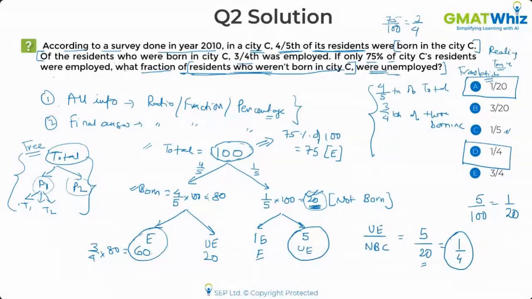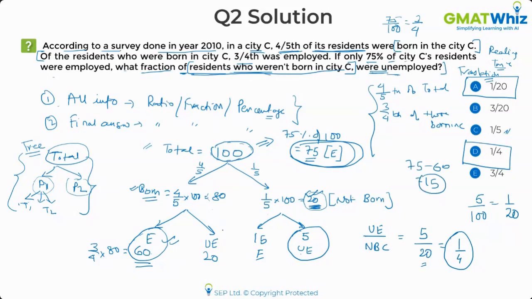Mark is asking, how did you know that 15 not born in City C were employed? That's a good question. See, I know that 60 were employed who were born in City C. I hope that's clear. And they're telling me 75% of City C residents were employees of City C. That means a total of 75 were employed. If a total of 75 were employed and 60 I know are those who are born in City C, where will that remaining 15 go?